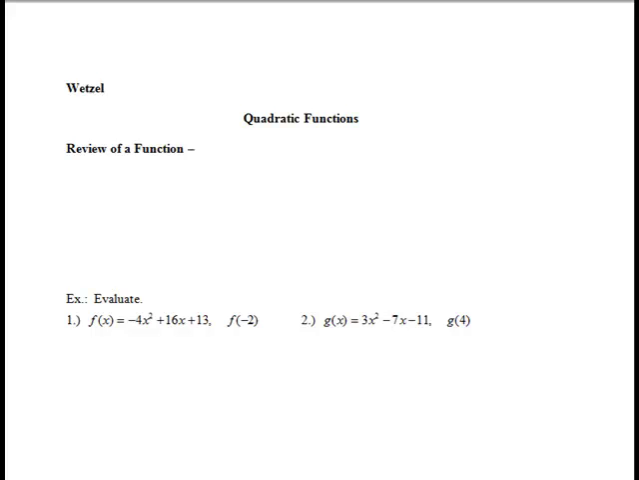Quadratic functions. We've discussed functions in the past. If you recall, a function is an equation such that for each input there's exactly one output. The easiest way to determine if an equation is a function is by the graph. So since we're working with quadratics, we know it's going to be a parabola that either opens up or down.